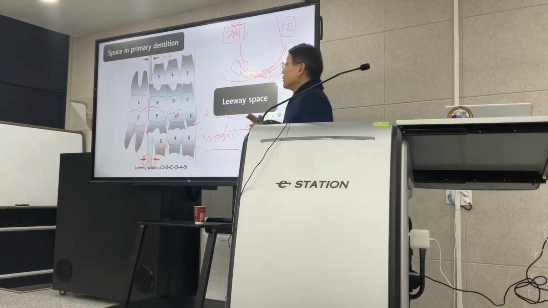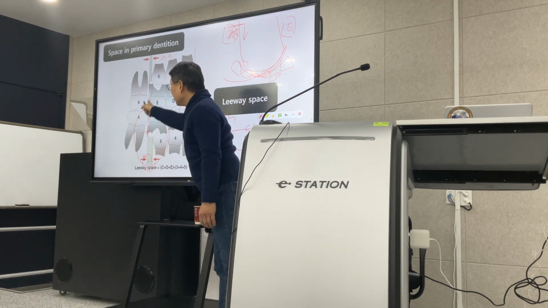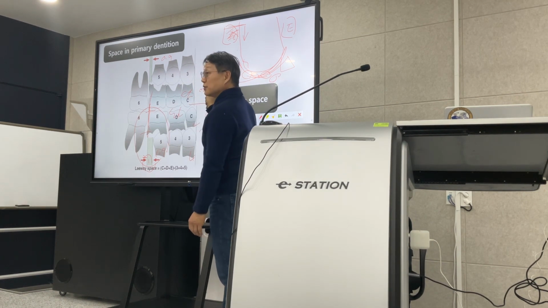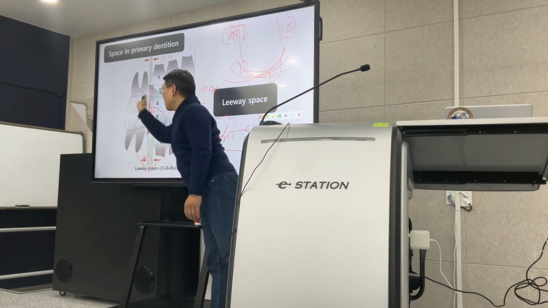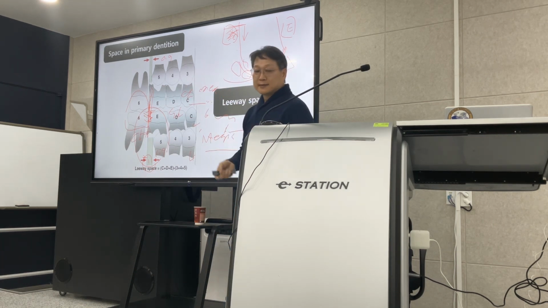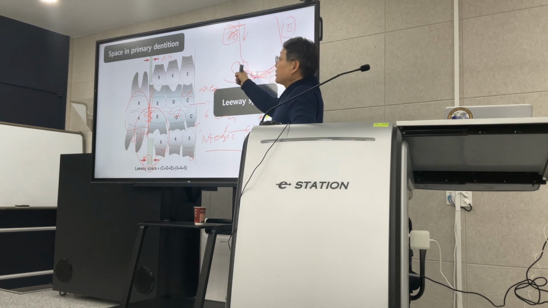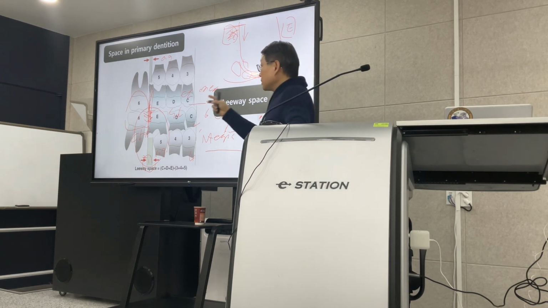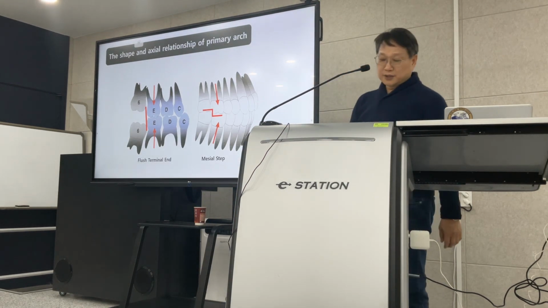But the late mesial shift will not happen. And then the flush terminal will change to Class 1 or a mild Class 2 relationship because they are stopping the movement. This kind of relationship we call Class 2 or mild Class 2 relationship, right? For the permanent teeth. So when you think about using a lingual arch to resolve the problem of anterior crowding, you have to think about the molar relationship too. That is the late mesial shift.